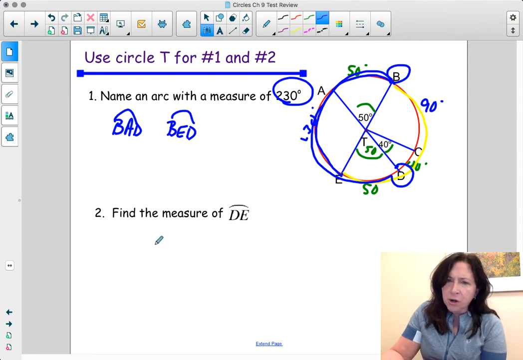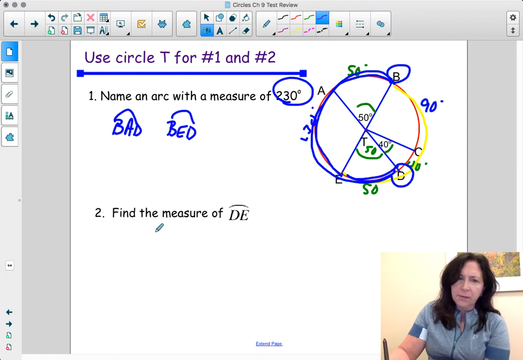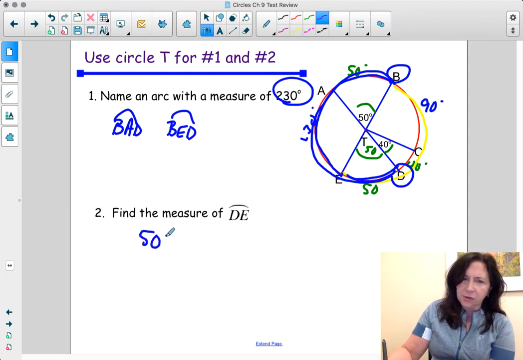Find the measure of arc DE. So DE being right from here to here. Well, the measure of that arc is just 50 degrees.